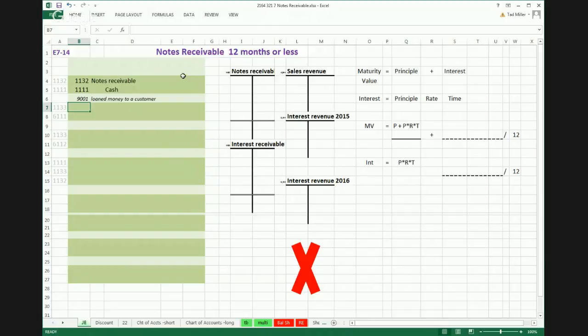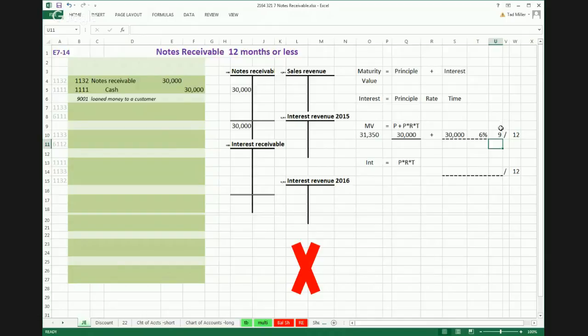Exercise 14 said on June 30th, we give a customer $30,000 and they sign a promissory note agreeing to pay back principal plus 6% interest. Okay. And now the maturity value, so we record a note and give them cash. And the maturity value of this note, principal $30,000, plus interest on $30,000 at 6% for 9/12 of a year.